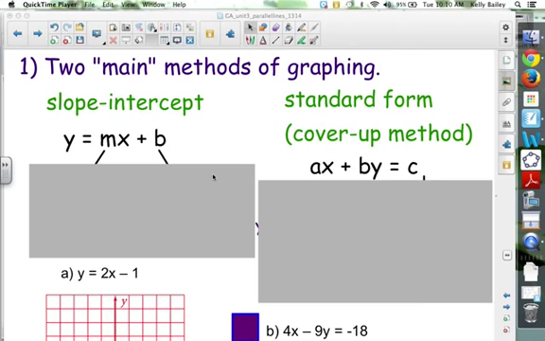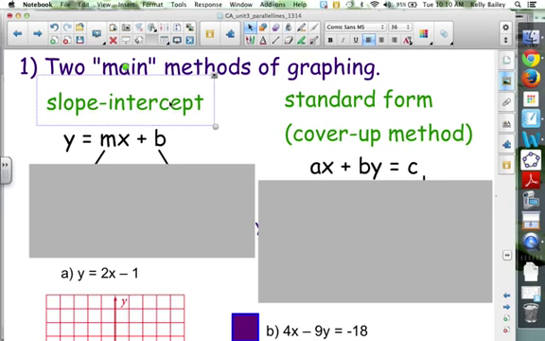Today we will be reviewing the two main methods of graphing: slope-intercept form and standard form. Slope-intercept form uses the equation y equals mx plus b. Standard form uses the equation ax plus by equals c.